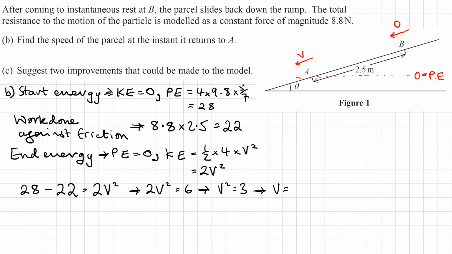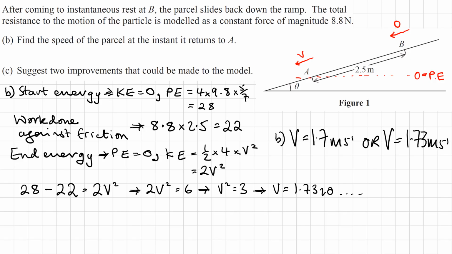Now we can't give our answer as root 3, that is exact, and we must give the answer to 2 or 3 significant figures because of the use of g here in our working. So let's work that out. Square root of 3, SD button, I get 1.7320 and so on. But as I said, answer to 2 or 3 significant figures. So you can give your answer as either 2 significant figures, 1.7 meters per second, or v is equal to 1.73 meters per second, but no more accuracy than that, otherwise you will lose a mark.